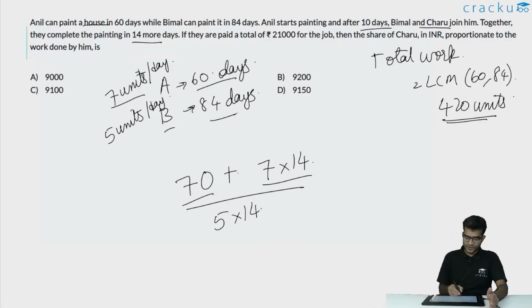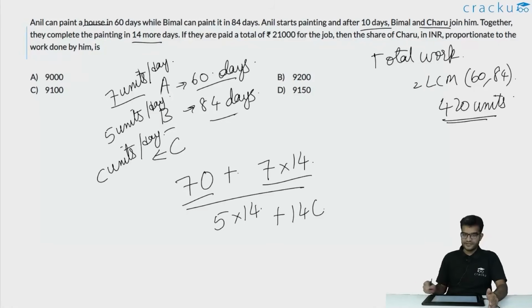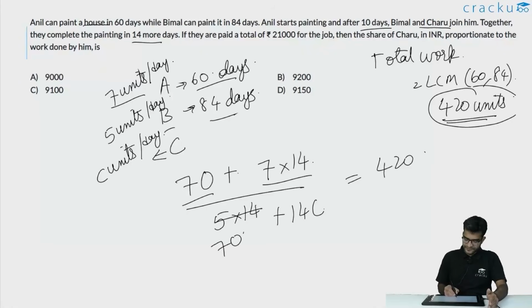We don't know how much work Charu does in one day. Let us assume that that is C units per day. Charu also works for 14 days. So she does 14C units of work. This is the total work done by all of them, and this has to equal 420. So this is equal to 420. 5 into 14 is 70. 7 into 14 is 98.